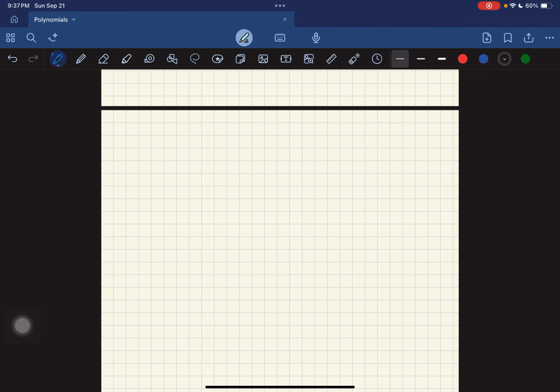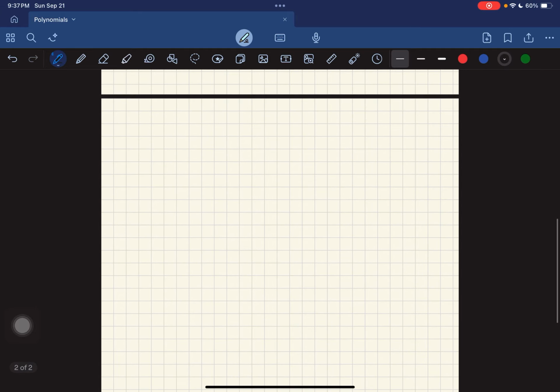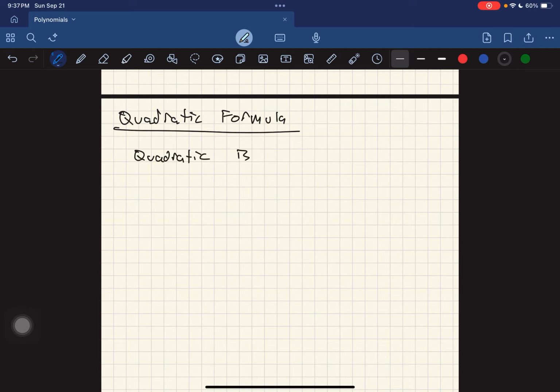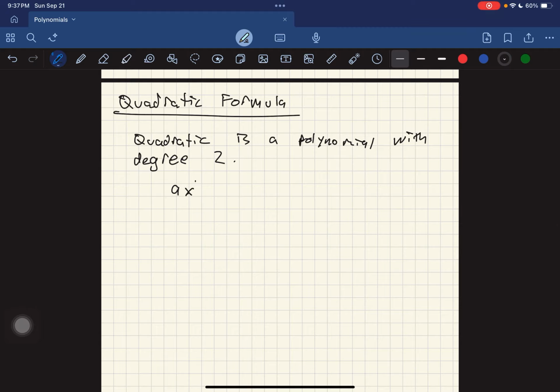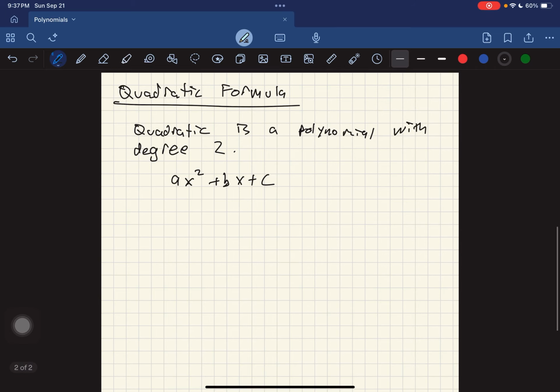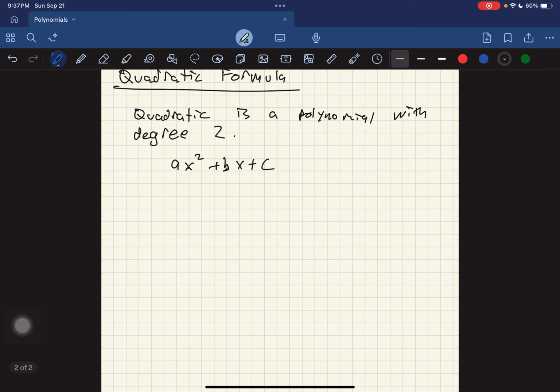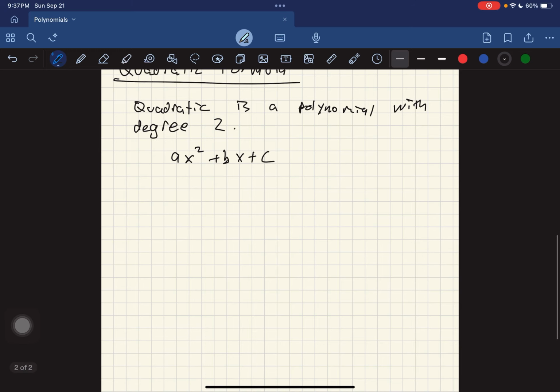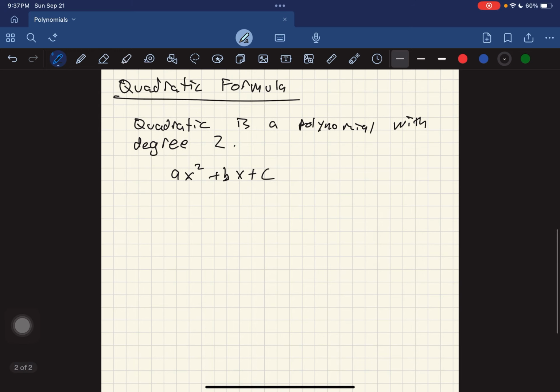One last thing we can cover is the quadratic formula. A quadratic is a polynomial with degree 2. They're going to be written in this form, where a, b, and c can be any number. There's actually a very simple way to find the roots of a quadratic, because there are only 2. I'll just show the formula.